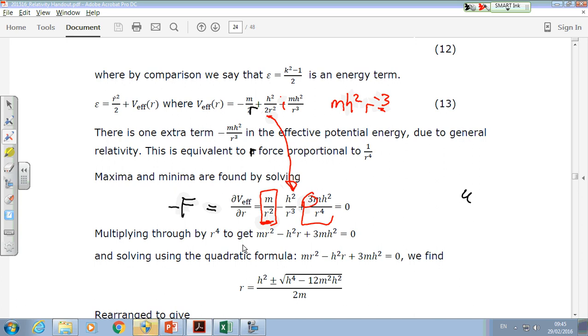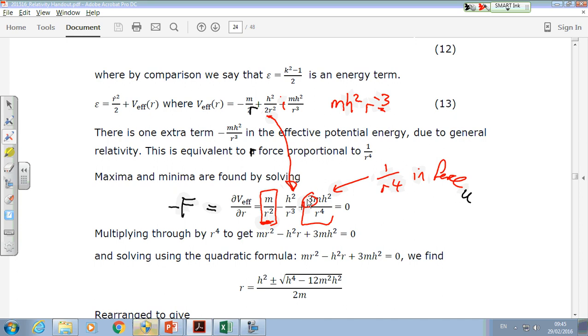So first, yeah, this is actually equal to minus the force, and as I said, we've got a 1 over r to the 4th term in the force. So modification of the force. This one here is the Newtonian 1 over r squared. Here's the extra term that we've got, 1 over r to the 4th.